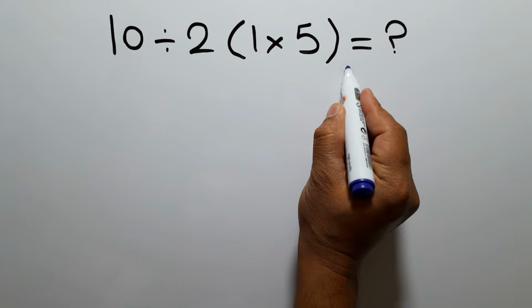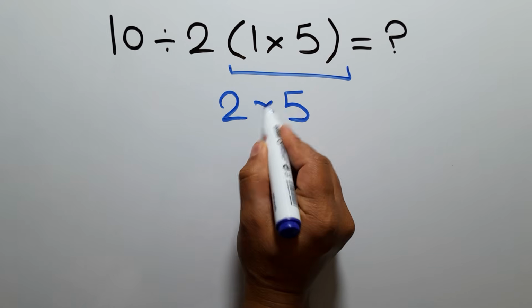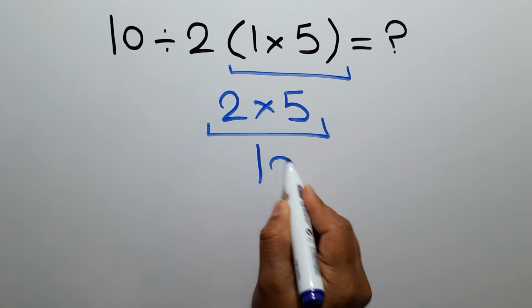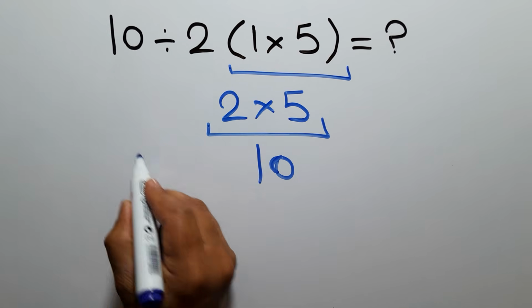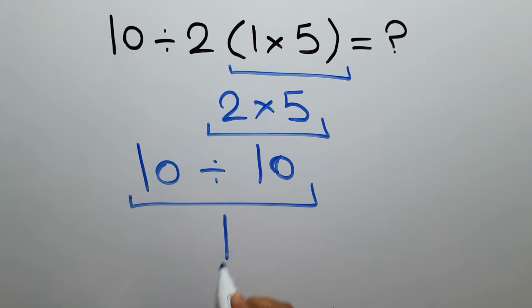1 times 5 gives us 5. And 2 times 5 equals 10. So we have 10 divided by 10, which equals 1. Looks right, doesn't it? But it's actually wrong.